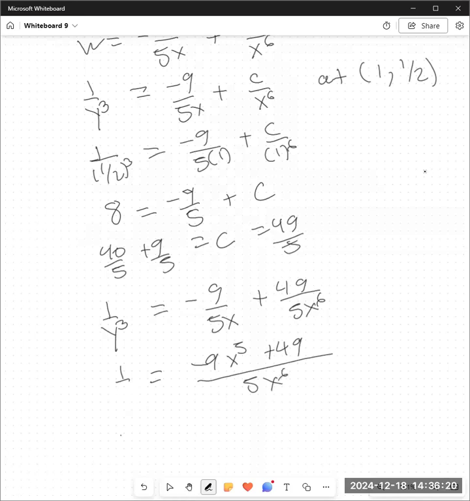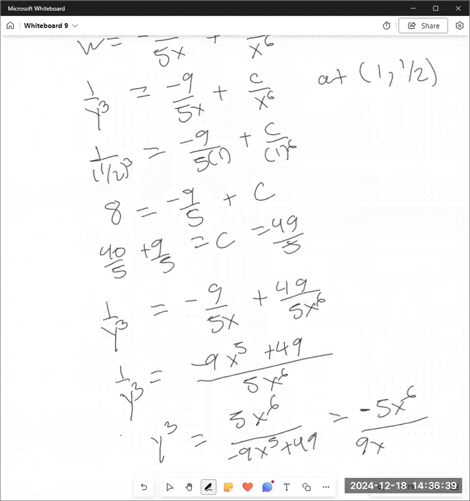And maybe make this y to the third is equal to 5x to the sixth over negative 9x to the fifth plus 49, or negative 5x to the sixth over 9x to the fifth minus 49. Like that is what y to the third is. That should be a good answer for this. And then I believe that that's everything for this video.